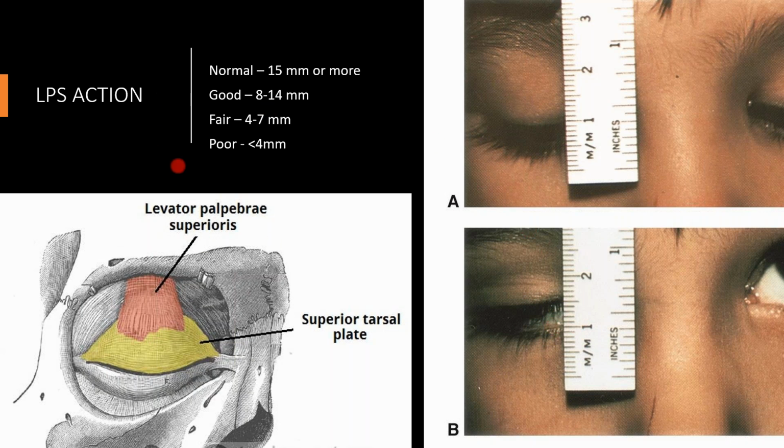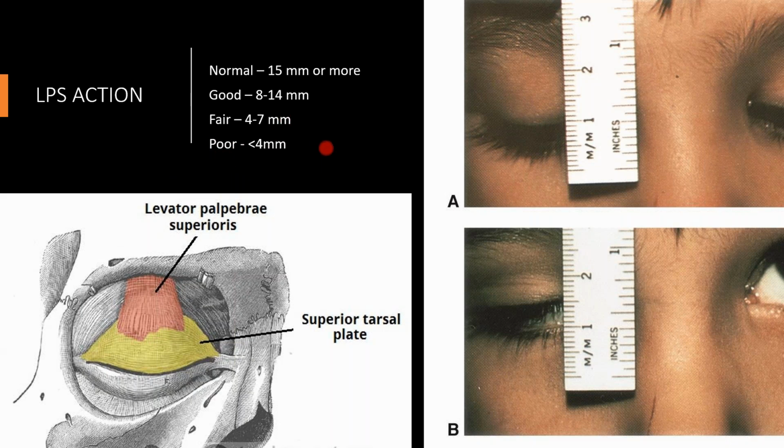So how is LPS action graded? What excursion is considered normal? It's normal when it's 15 mm or more. It's good when it's 8 to 14 mm. It is fair when it's 4 to 7 mm, and it's called poor when it is less than 4 mm.